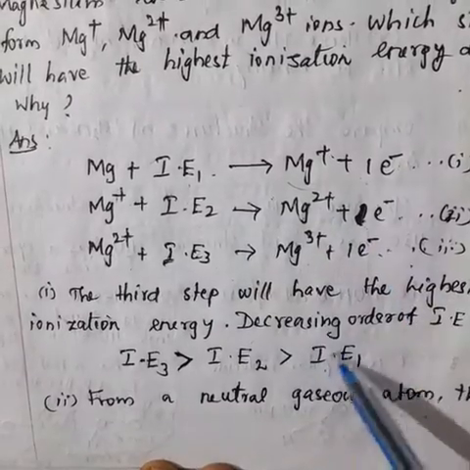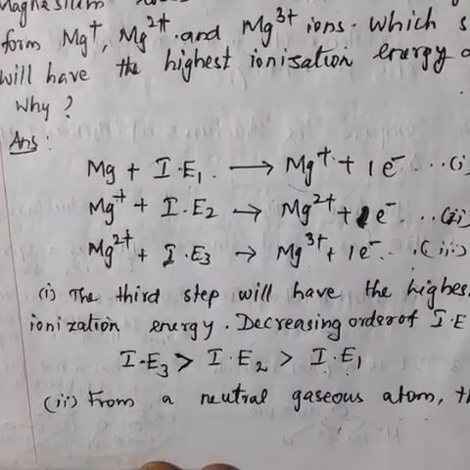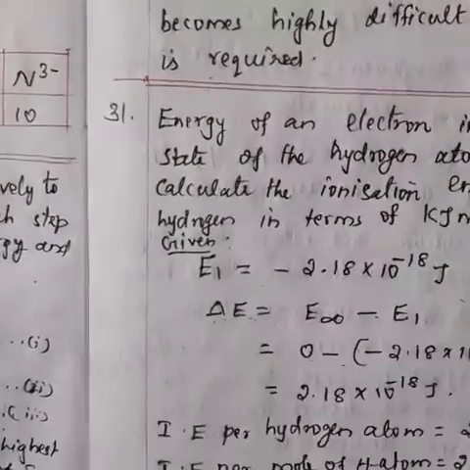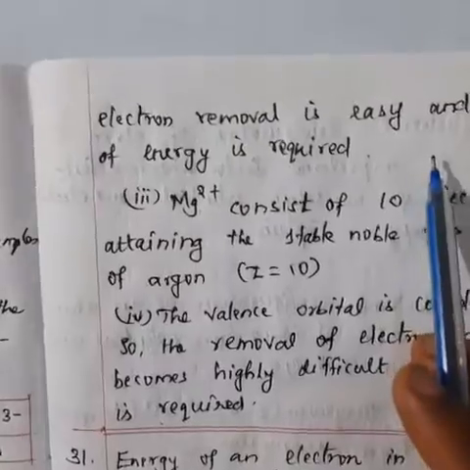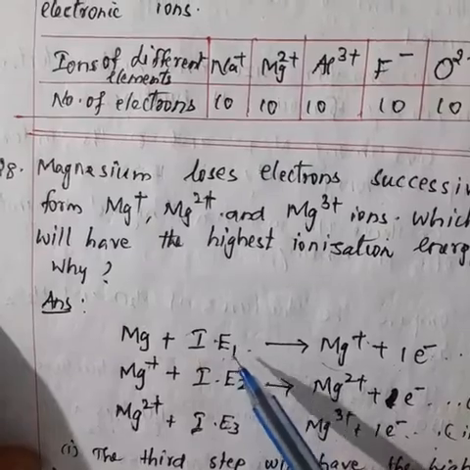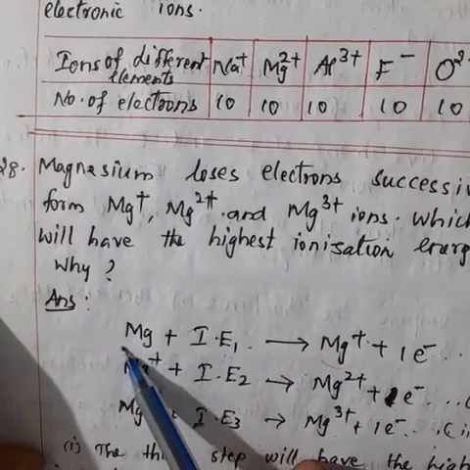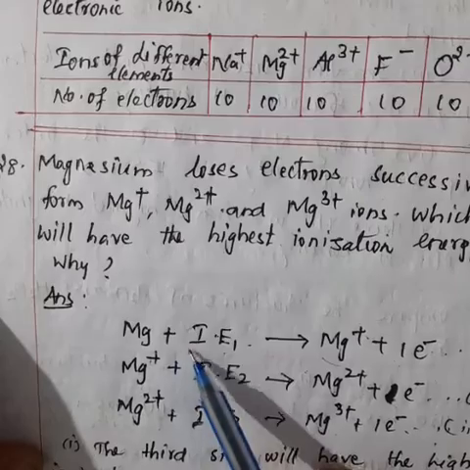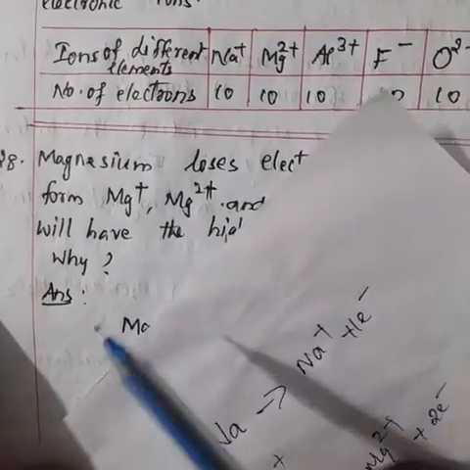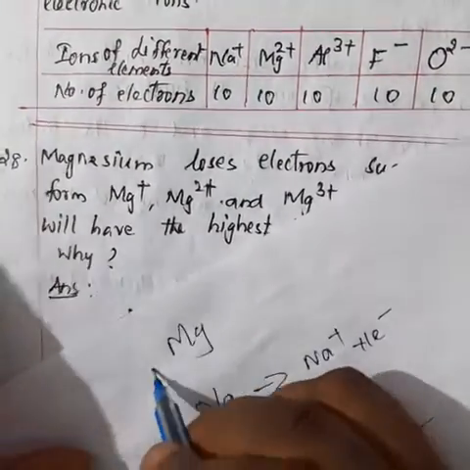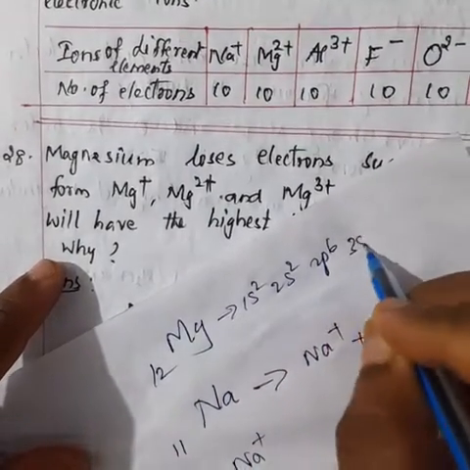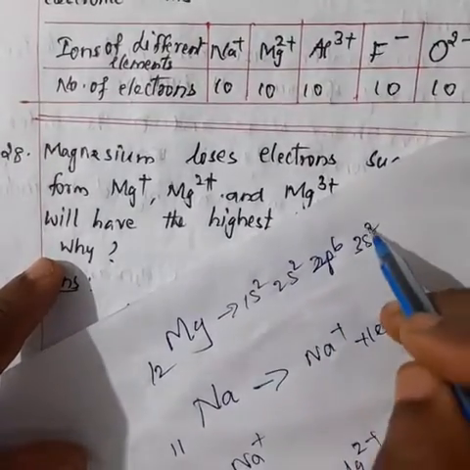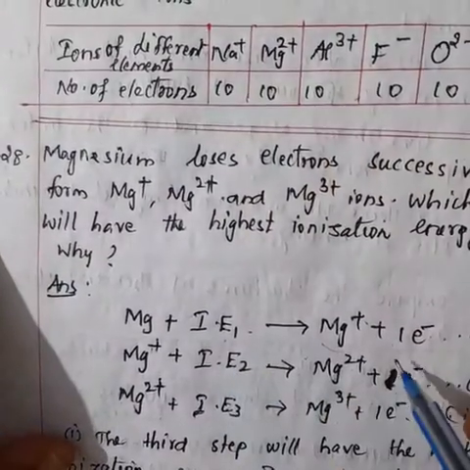Why? Because from the neutral gaseous atom, electron removal is easy and less energy is required. This is the magnesium neutral atom. What is the atomic number of magnesium? 12. So the electronic configuration is 1s2, 2s2, 2p6, 3s2. From the neutral magnesium atom, the electron can easily be removed, so it needs less energy.